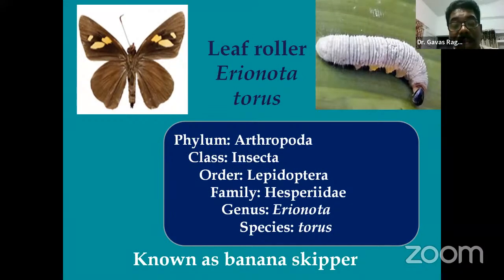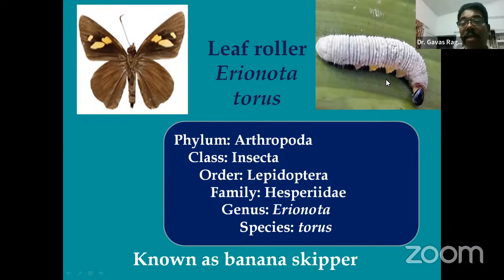And this is an invasive pest recorded in India. It is known as banana skipper butterfly. It belongs to the family Hesperiidae. The common name of Hesperiid butterflies is skippers, because of their peculiar flying nature, they skip and fly. So the skipper that attacks banana is called banana skipper, and the scientific name is Erionota thrax. It's also known as banana leaf roller.